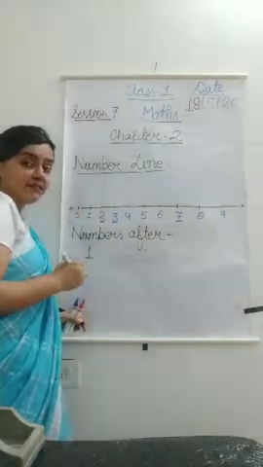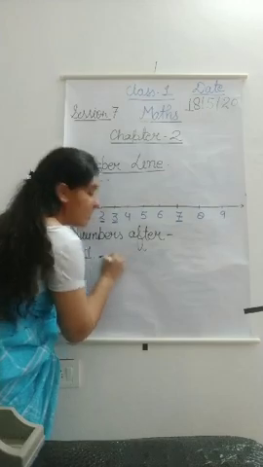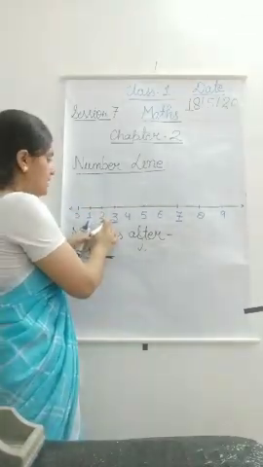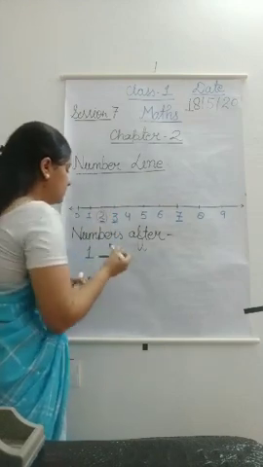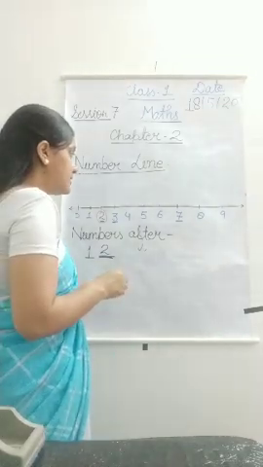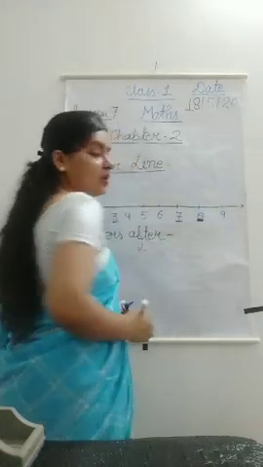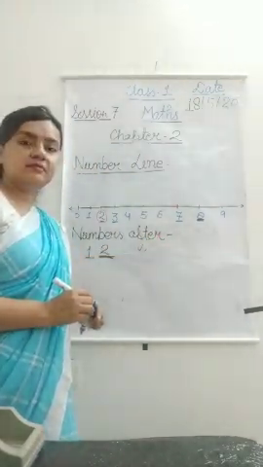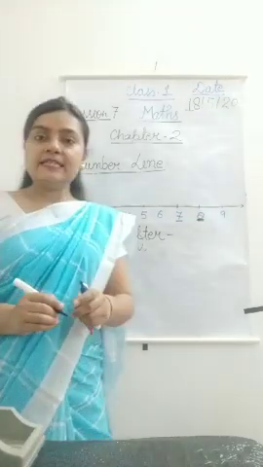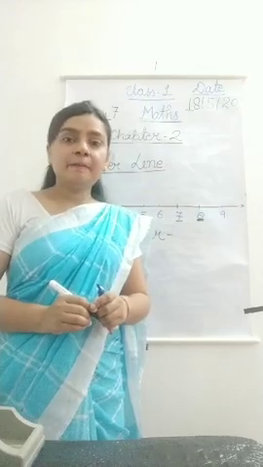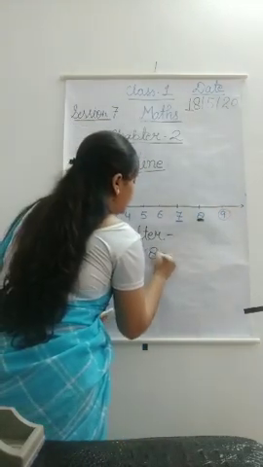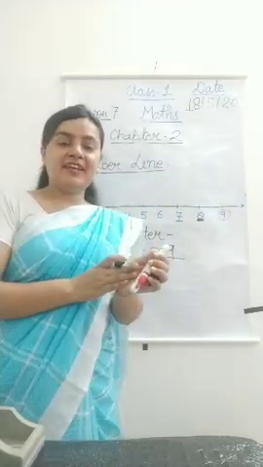I have written here number 1. After number 1, the blank will be after. So which number is after 1? After 1, 2 is there. So we will write down here 2. Okay. Next we will take an example of which number? Let's take an example of 8. Tell me, which number will come after 8? Yes, come on. Tell students. Which number will come after 8? After 8, 9 will come. Very good, very good students.